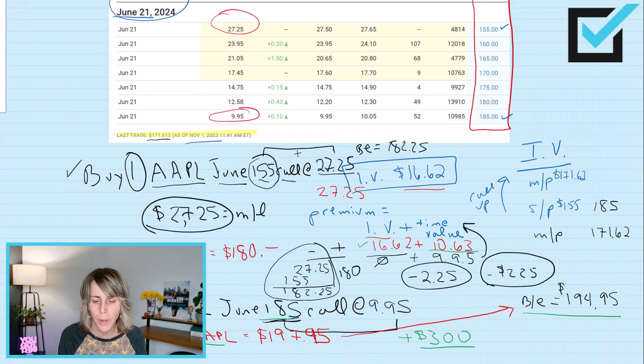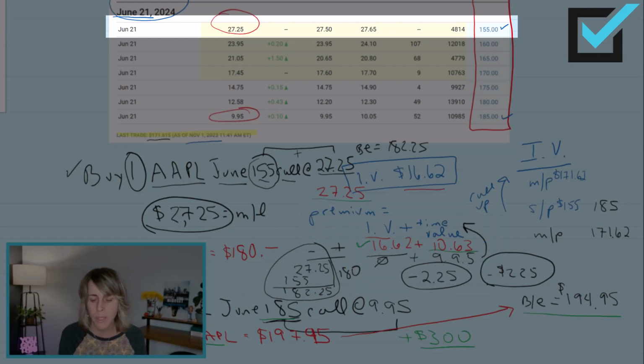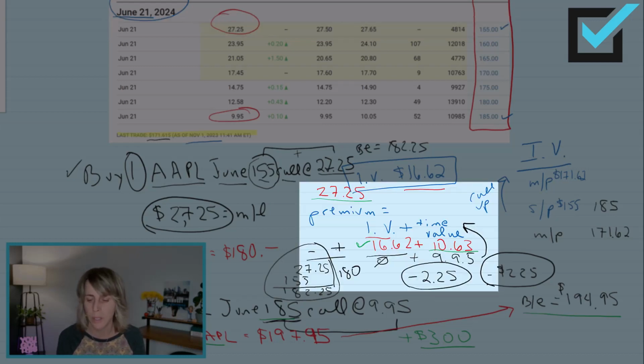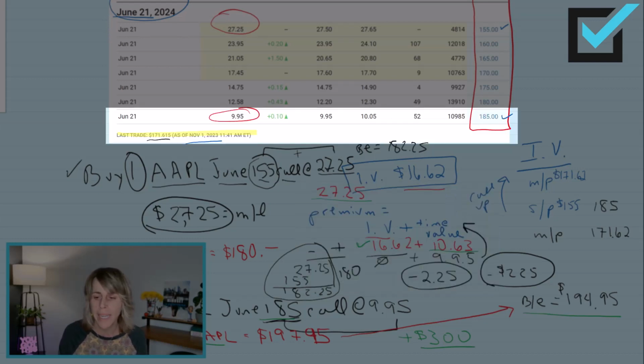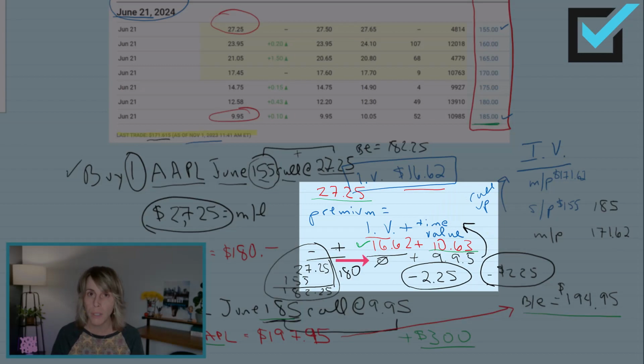The premiums are a function of two things: intrinsic value, if any. So in our first example, we had this intrinsic value of $16.62, and then the remainder of the premium was time value. So $27.25 was the premium, intrinsic value $16.62, time value was $10.63. In this second example, this is what? In the money, out of the money, or on the money? It is out of the money because the market price is below the strike price and we're looking at a call. So that means that the premium is comprised of 100% time.